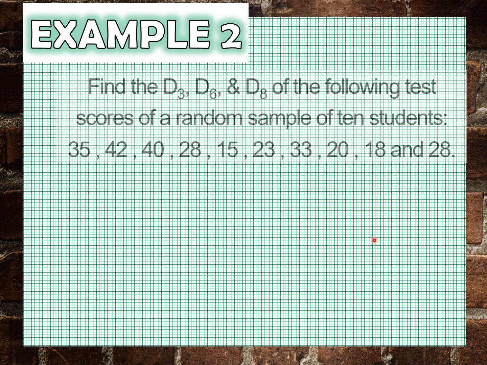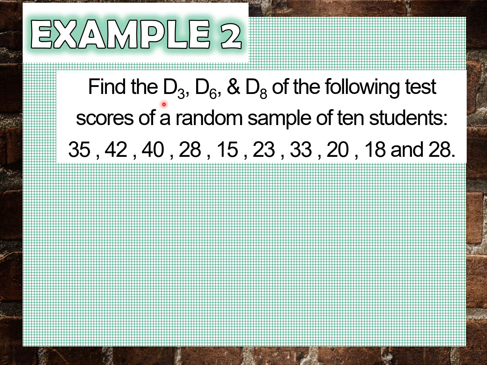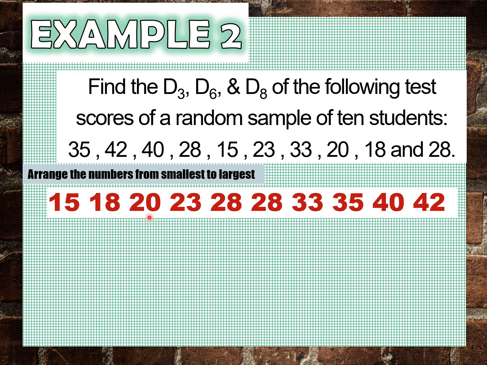Let's have another example. Find the decile 3, decile 6, decile 8 of the following test scores of a random sample of 10 students, which are 35, 42, 40, 28, 15, 23, 33, 20, 18, and 28. So, first is we need to arrange the numbers from the smallest to largest. So, these are the correct arrangement.